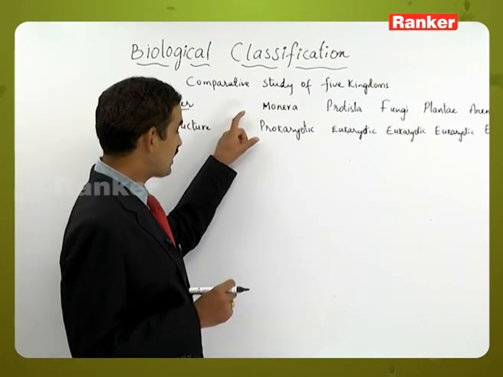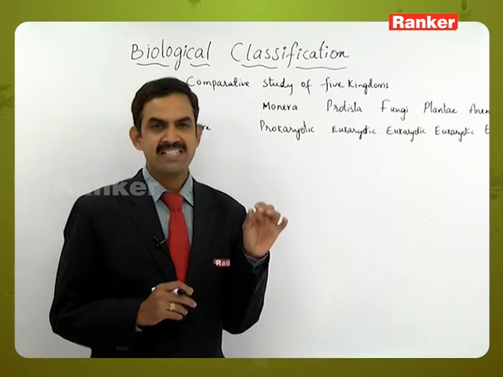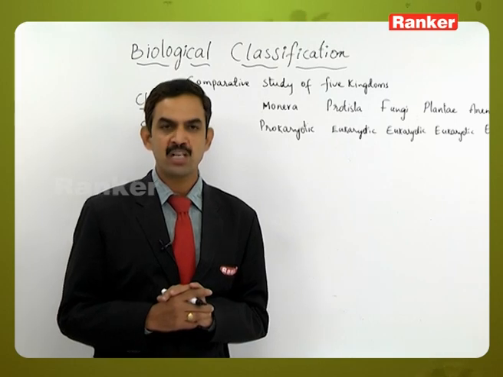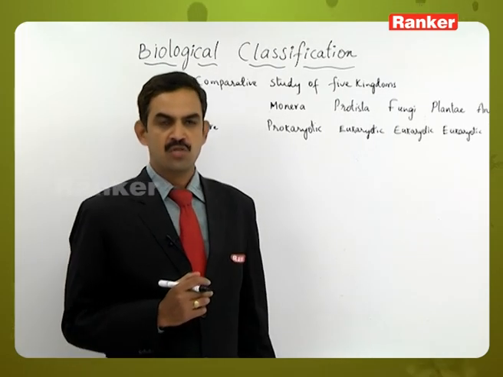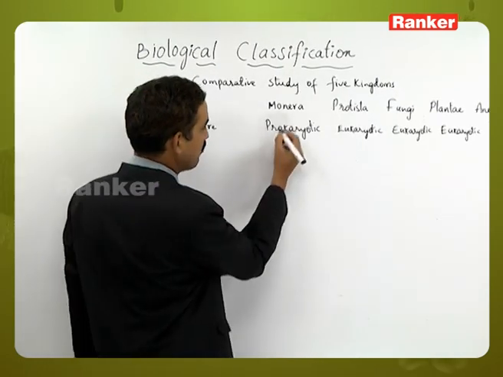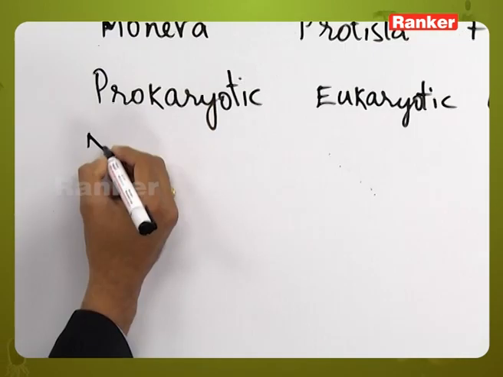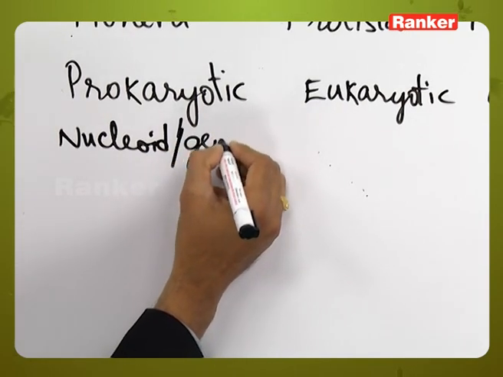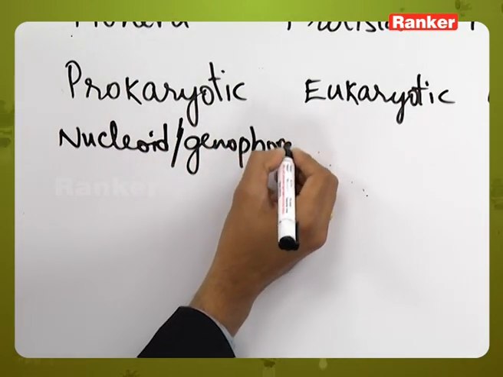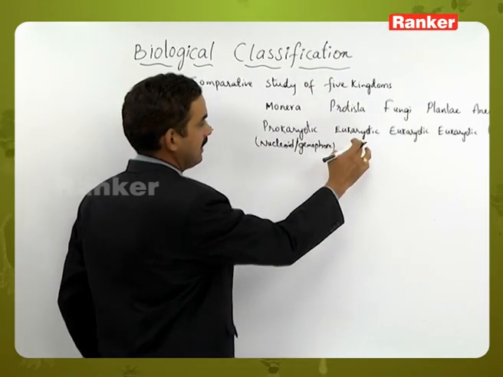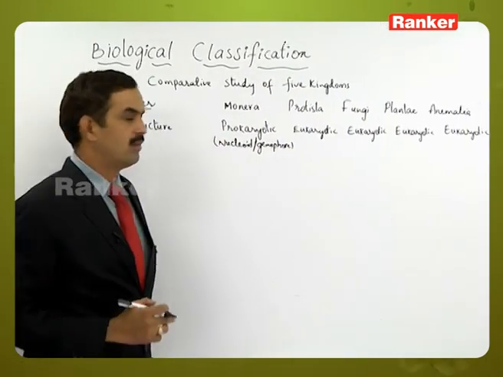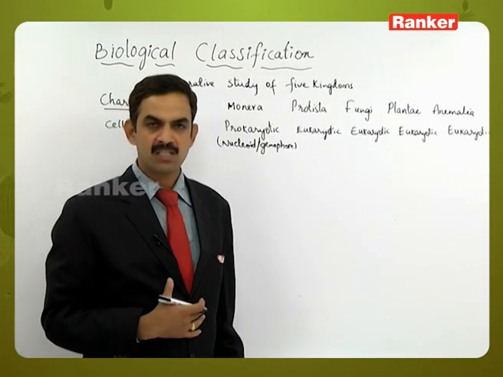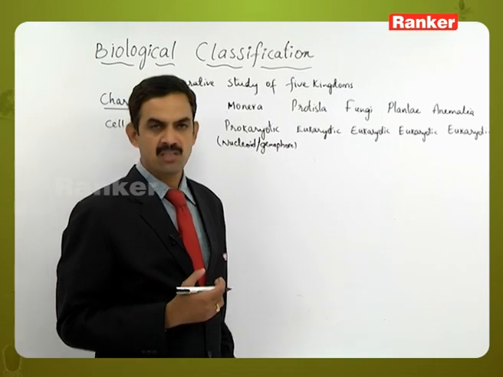And the nucleus is represented in the form of naked circular double stranded DNA. Generally we call it a nucleoid or genophore. So here in Monera the nucleus is called nucleoid or genophore, whereas in all others the membrane bound nucleus is present along with the nucleoplasm, nucleolus and the chromatin material.